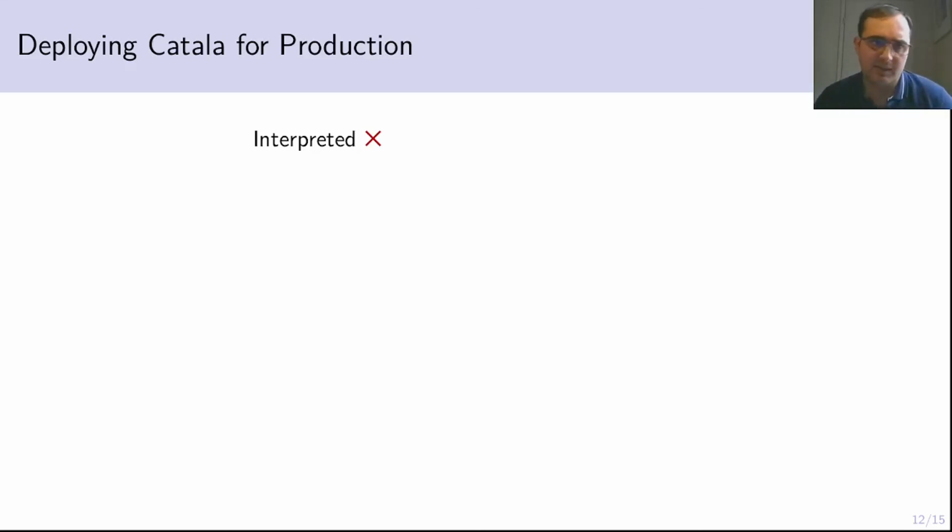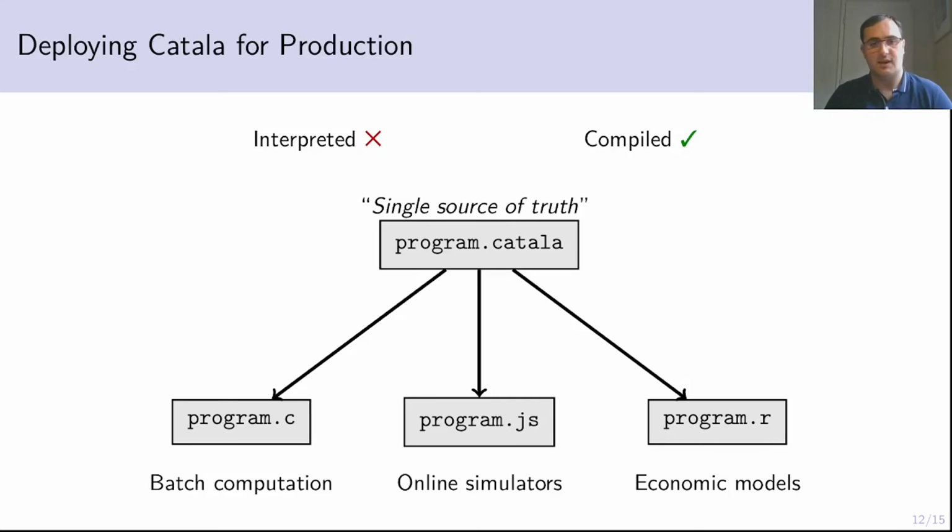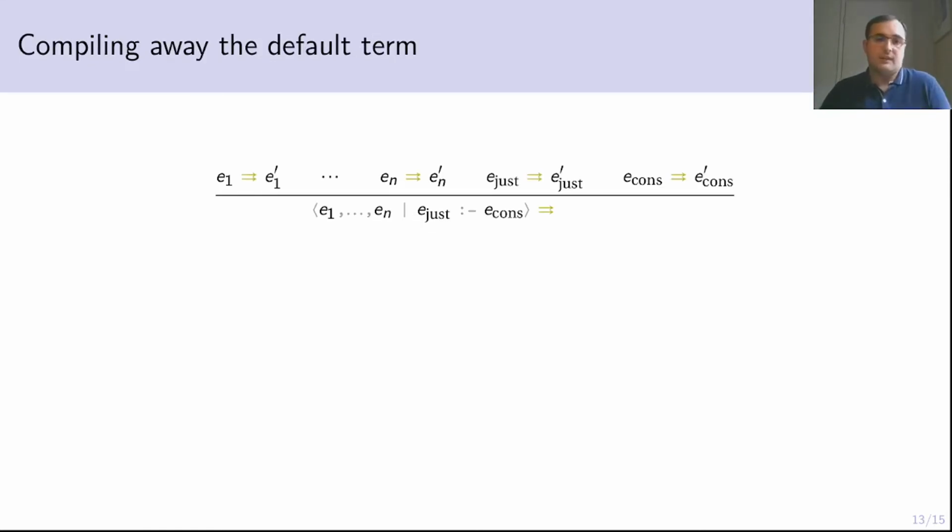The schema we intend for deploying Kata in production is that of a compiled language rather than an interpreted language, with a single source of truth that can be compiled to basically any programming language: C for batch computation, JS for online simulators, or MATLAB for economic models. For that, we need to use advanced techniques of compilation, which basically amount to compiling our default calculus to lambda calculus.